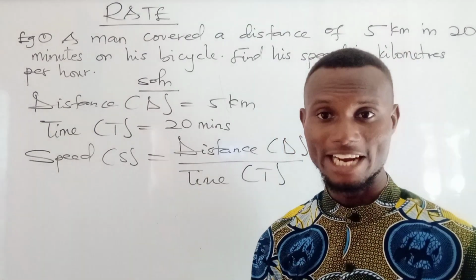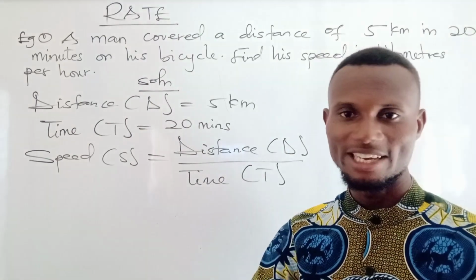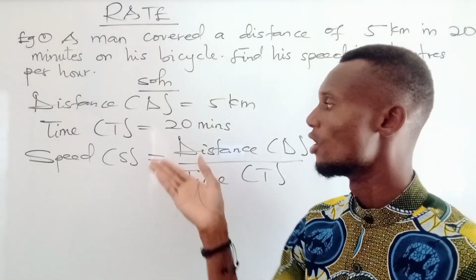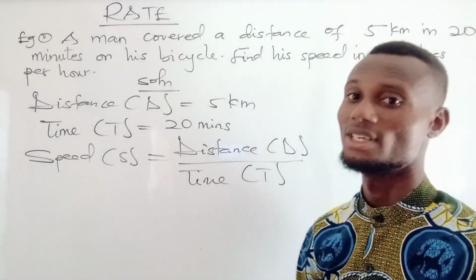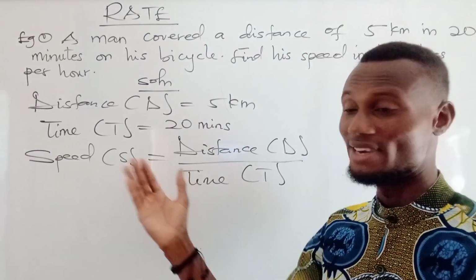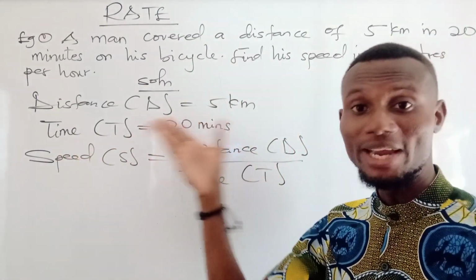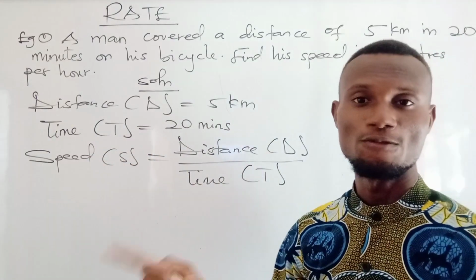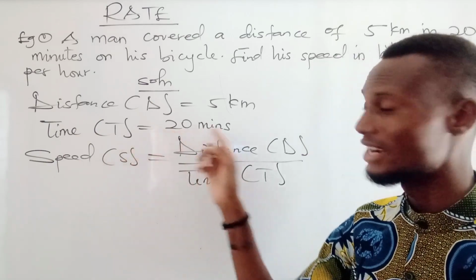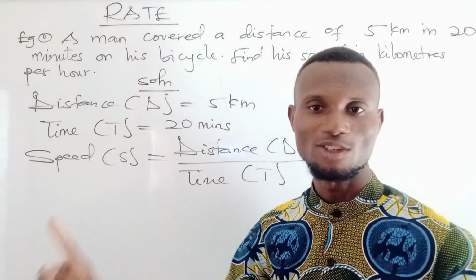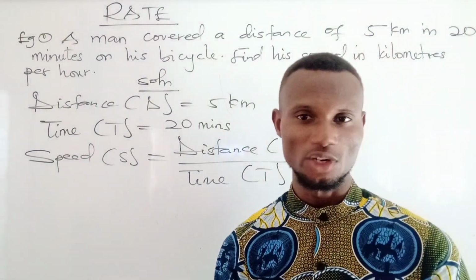So again, the question is asking us to find the speed in kilometers per hour. The distance is in kilometers already, so we don't need to touch it. And the time given is in minutes, but the question says we should find the speed in kilometers per hour, so we cannot solve with this minute unless we change it to hours. So we have to do some basic unit conversion.